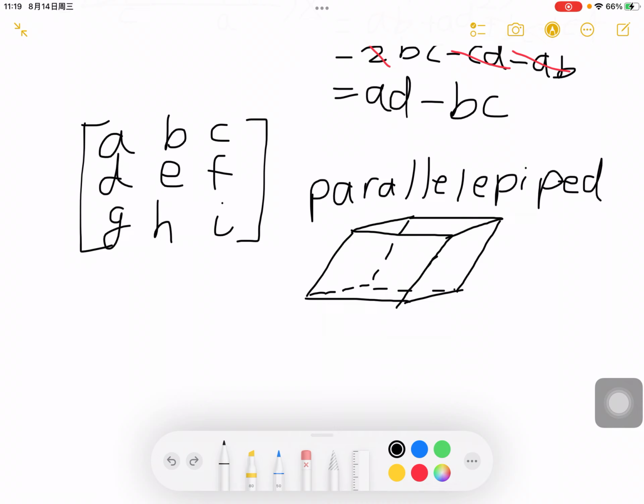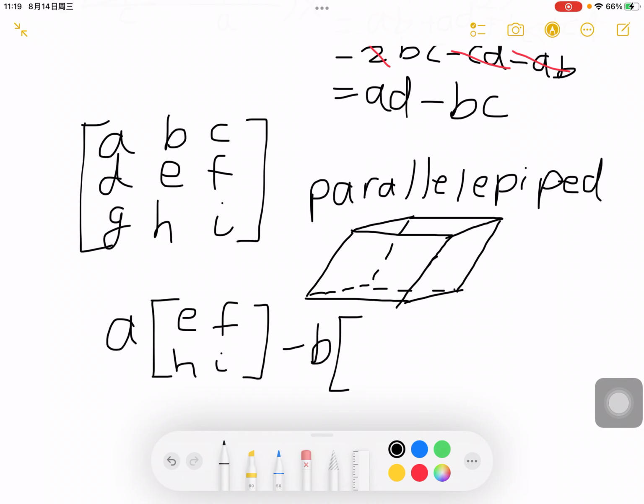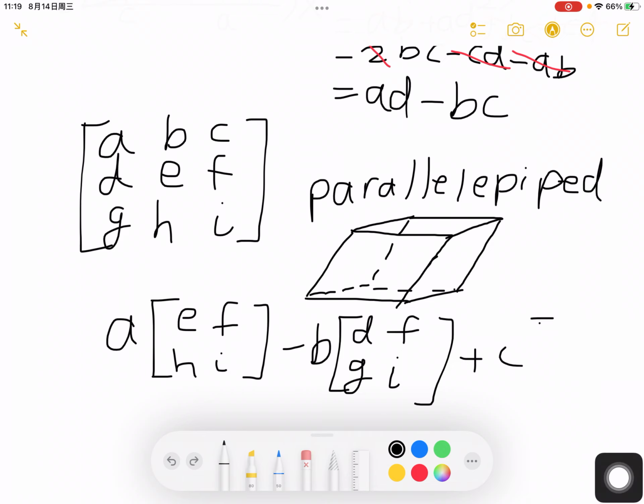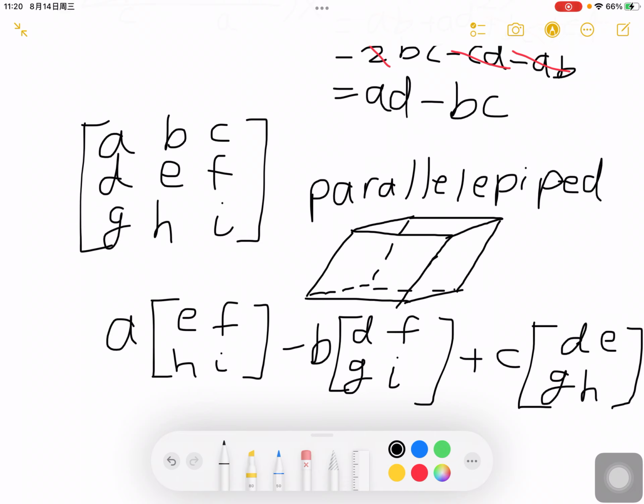So actually the determinant is just A times the determinant of EFHI, minus B times the determinant of DFGI, plus C times the determinant of DEGH. Okay, so this is actually just the area of the parallelepiped if you have a lot of time and patience and try to figure it out.